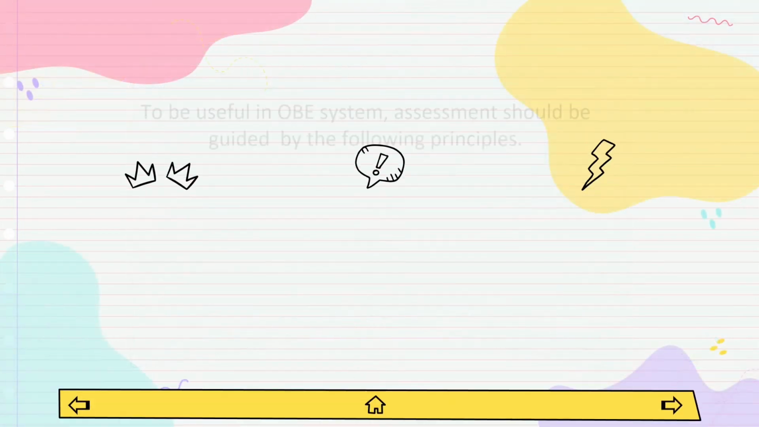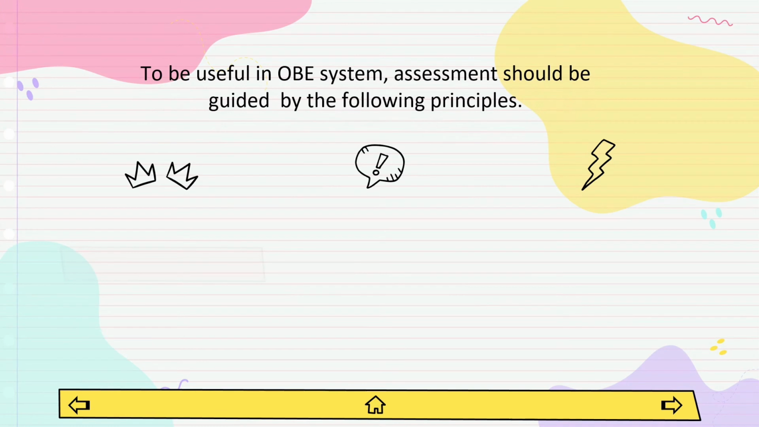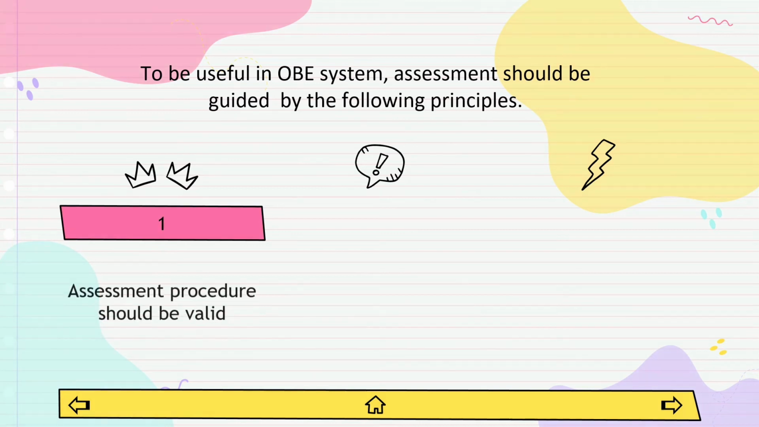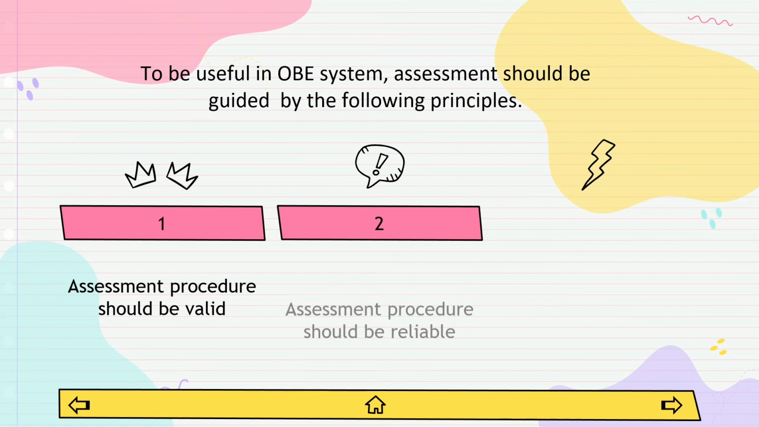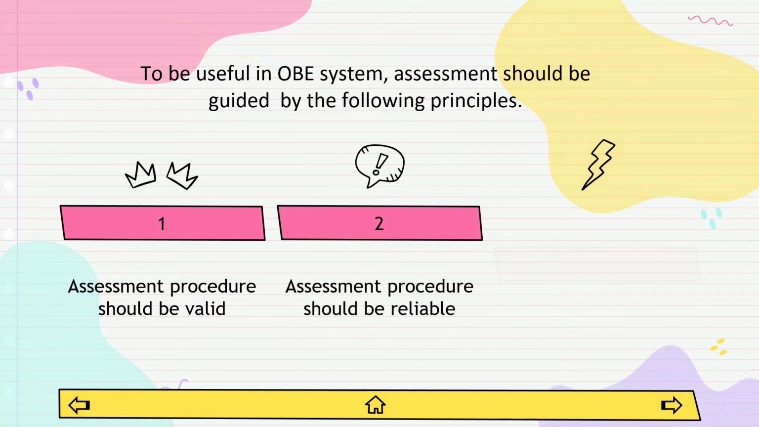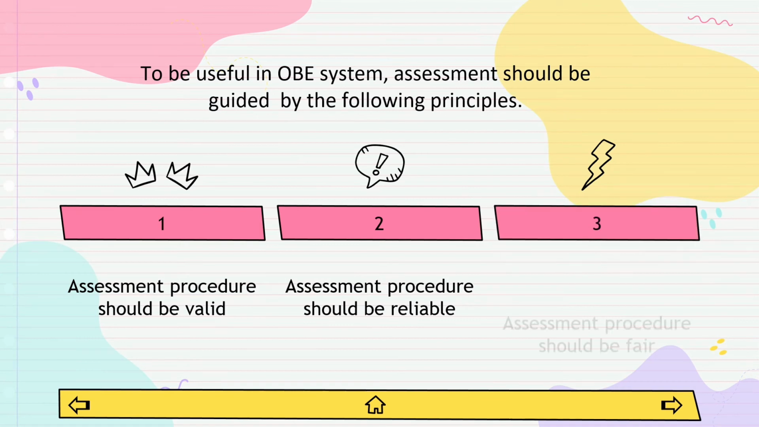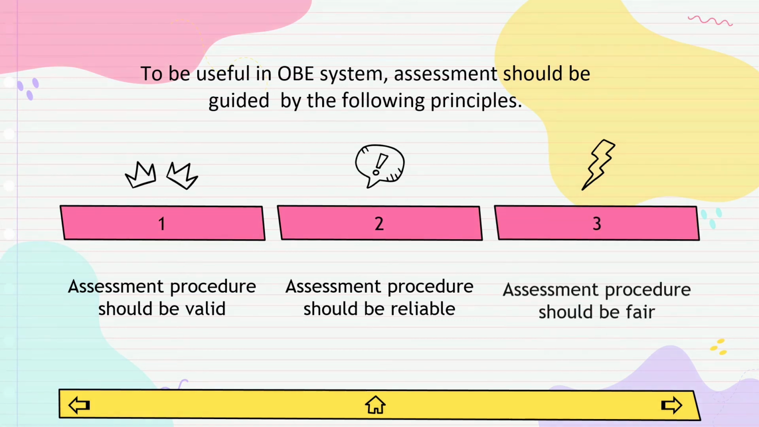To be useful in the OBE system, assessment should be guided by the following principles. First, assessment procedure should be valid. Procedures and tools should actually assess what one intends to test. Second, the assessment procedure should be reliable. The results should be consistent. Third, assessment procedure should be fair. Cultural background and other factors should not influence assessment procedure.